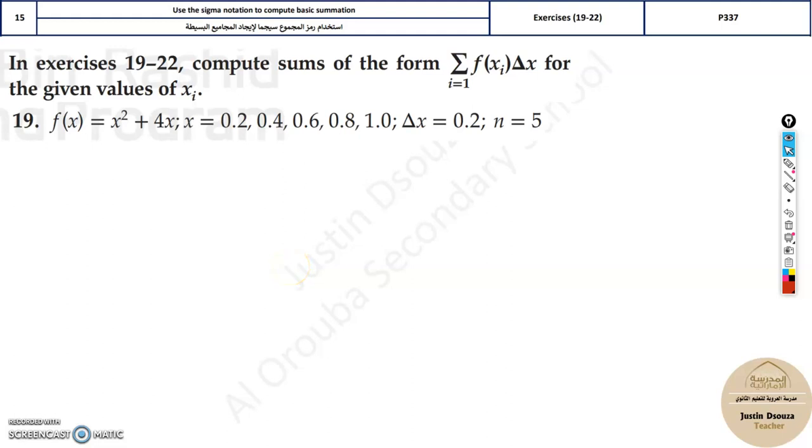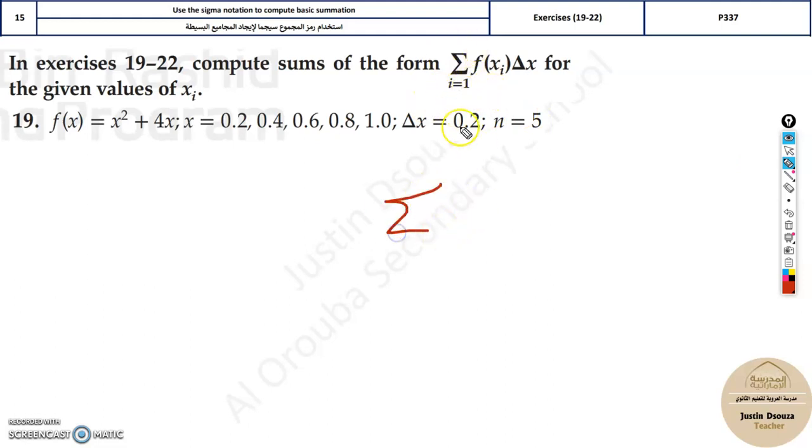The 15th topic is to use sigma notations to compute basic summations. This particular type of problem can be solved in various methods. I will go with the easiest and simplest, the calculator method. Before we start solving, we must know some basic things.